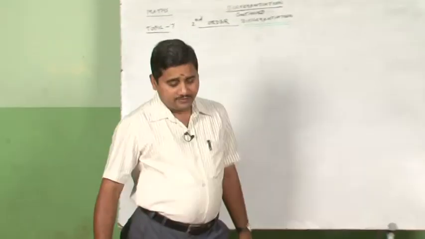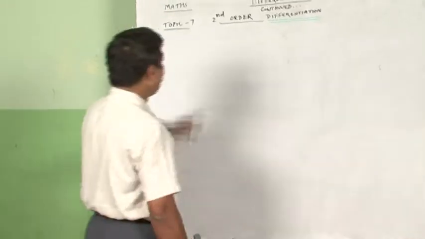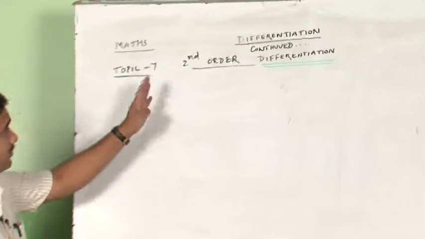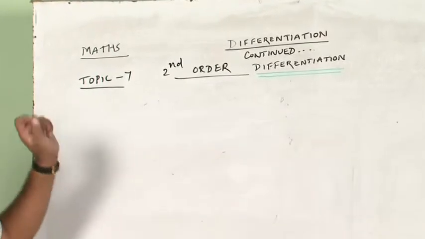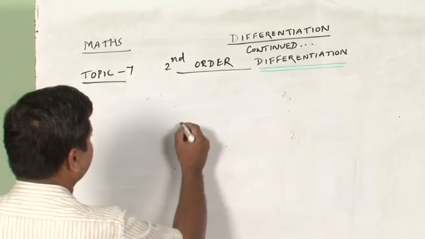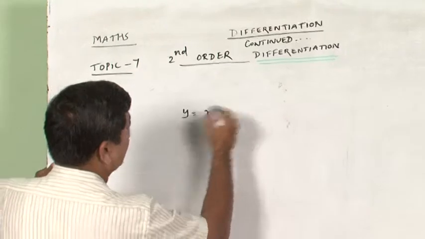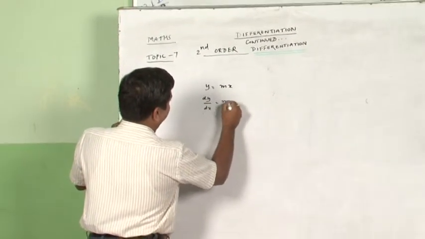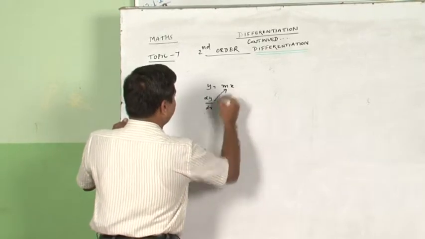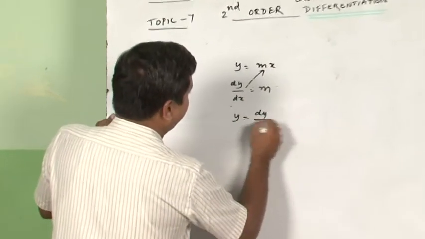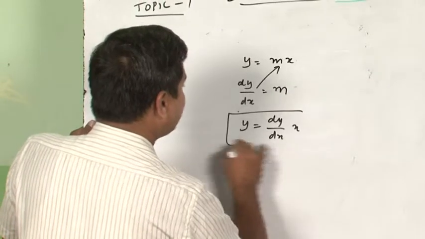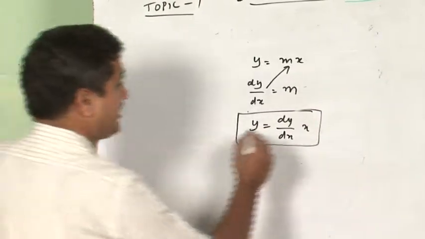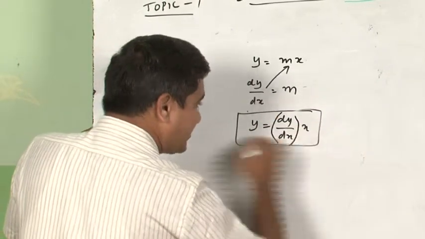Higher order derivatives. In fact, let me explain what second order differentiation is. Before I go to second order differentiation, let me explain what first order differentiation is. Suppose you take an equation y is equal to mx. You differentiate it once, you get dy by dx is equal to m. In fact, when you replace it here, what you get is dy by dx into x. This is what we call the differentiation that has first order.